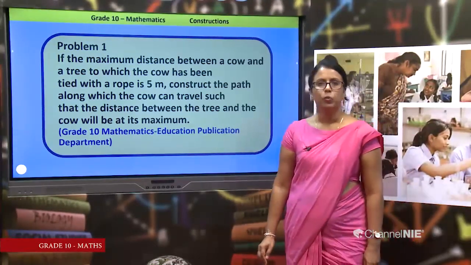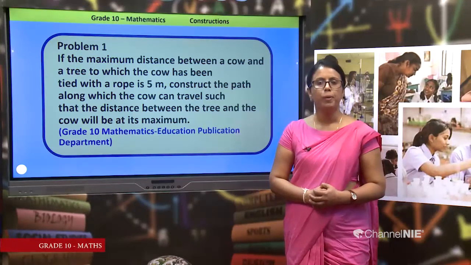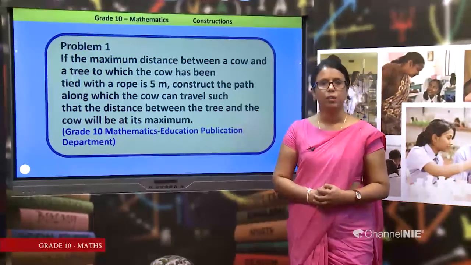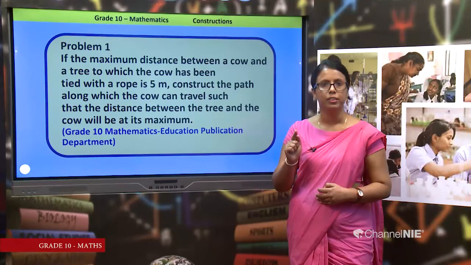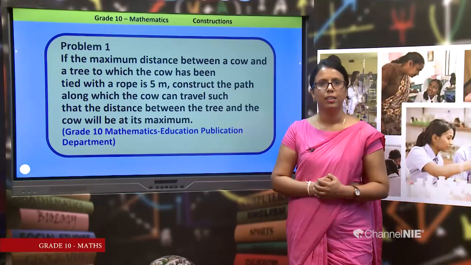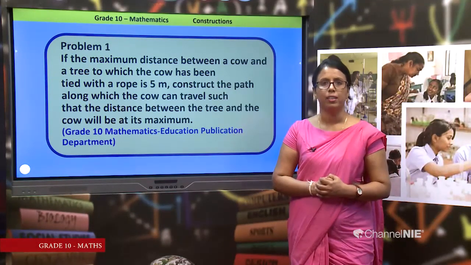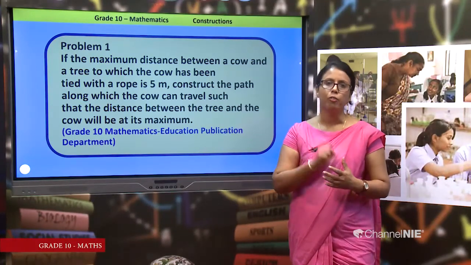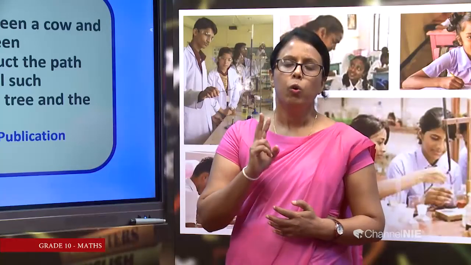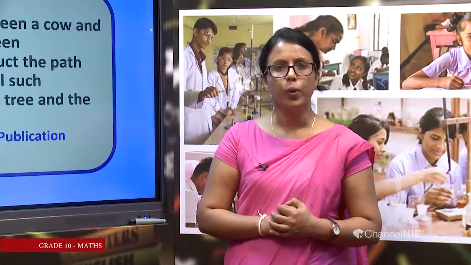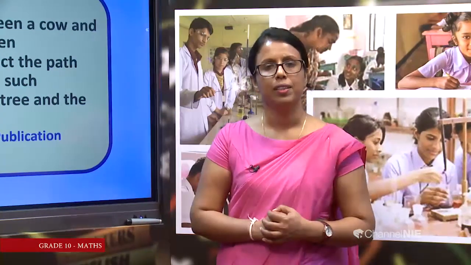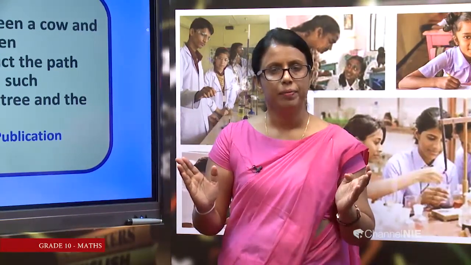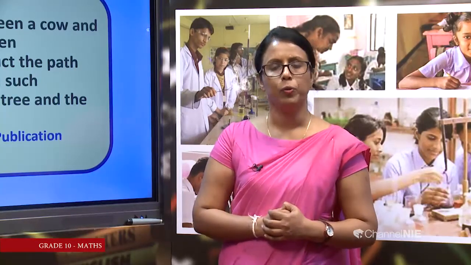At the moment, we learn 4 basic loci. What is the first basic locus? Locus of a point moving at a constant distance from a fixed point is a circle. Second one, locus of a point moving equidistant to 2 points. What is that? That is the perpendicular bisector.